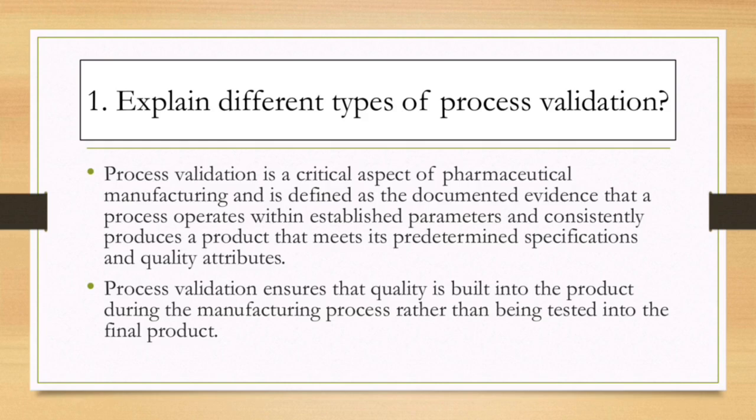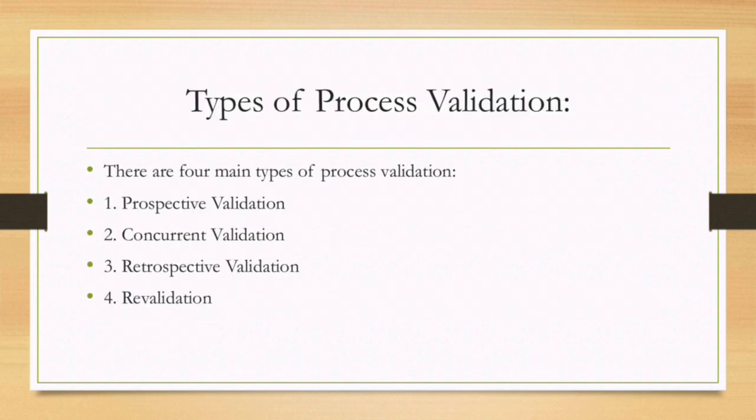Process validation is a critical aspect of pharmaceutical manufacturing and is defined as the documented evidence that a process operates within established parameters and consistently produces a product that meets its predetermined specification and quality attributes. Process validation ensures that the quality is built into the product during the manufacturing process rather than being tested into the final product. Types of process validation.